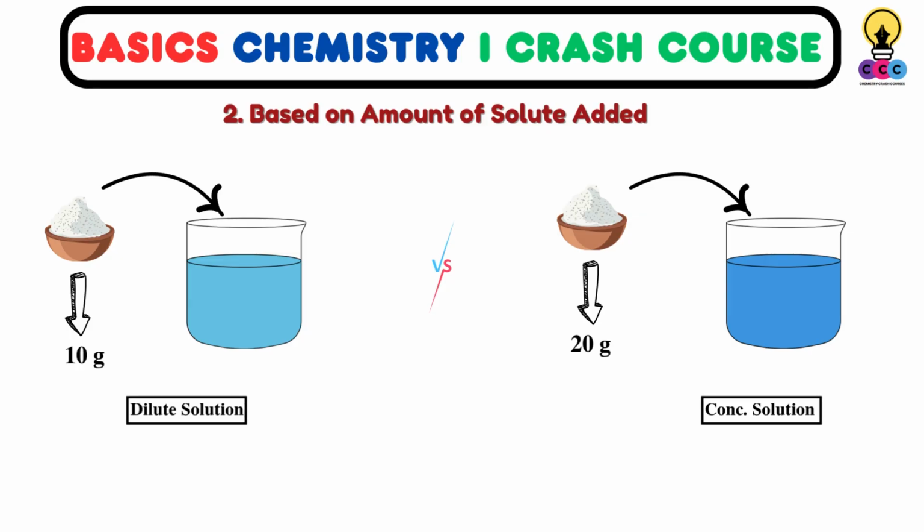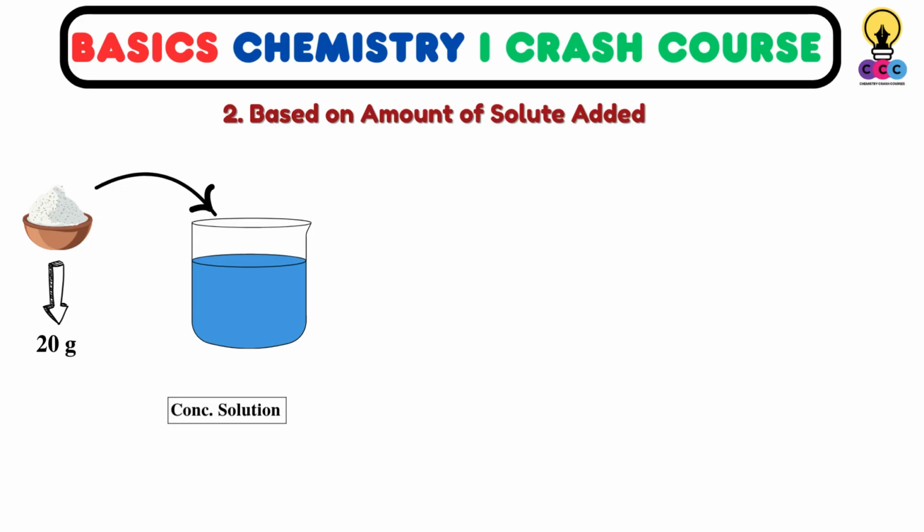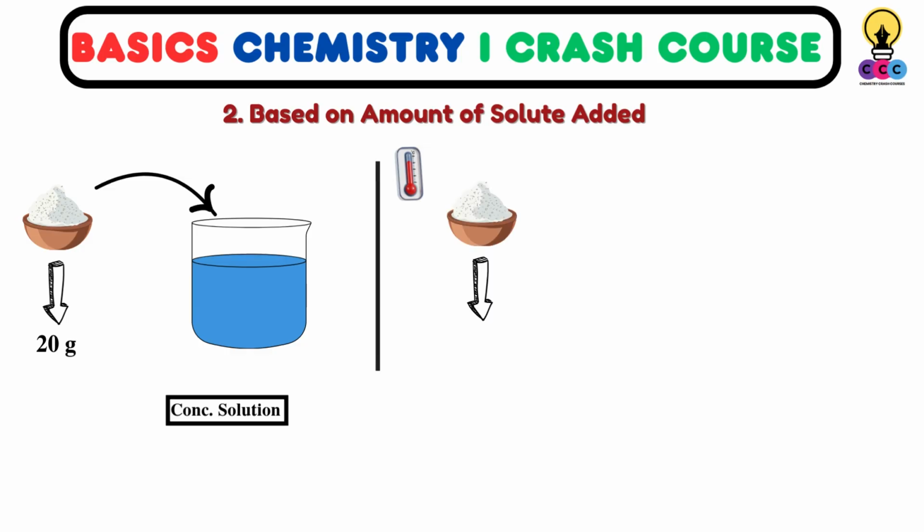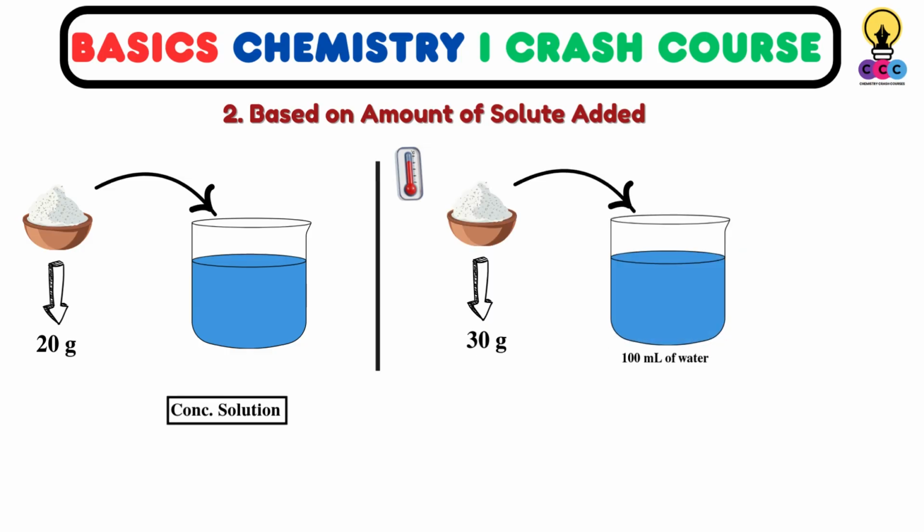So a solution that contains a relatively larger amount of solute is called a concentrated solution. So this was the difference between dilute and concentrated solution. Now let's uncover it in another way. If I fix the temperature at 25 degrees Celsius, at this temperature I add 30 gram of salt in 100 milliliter of water. Then I observe that this amount of solute is dissolved. If I wish to add 5 gram more, it can also be added at this temperature.